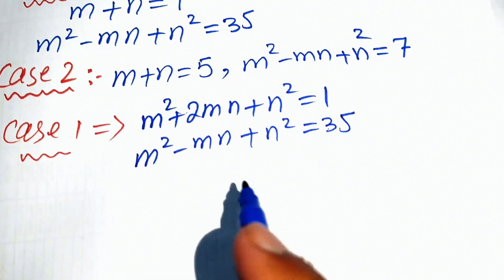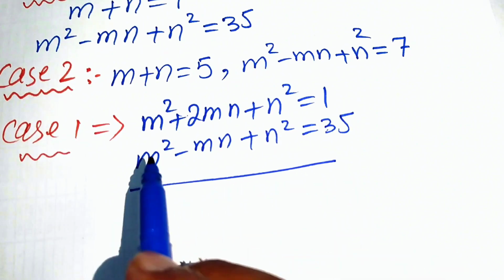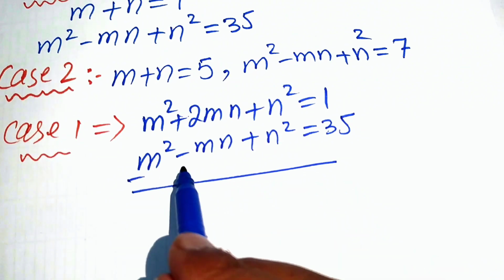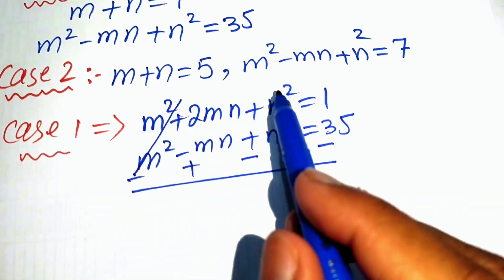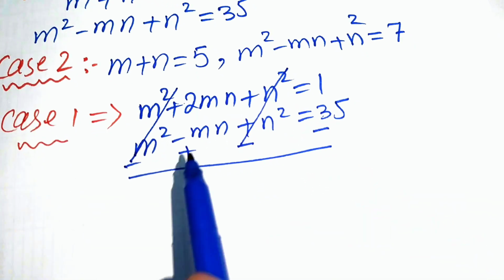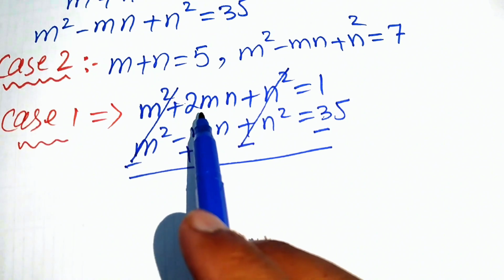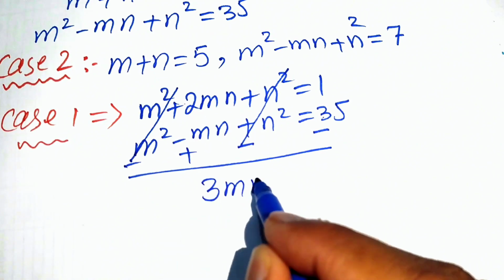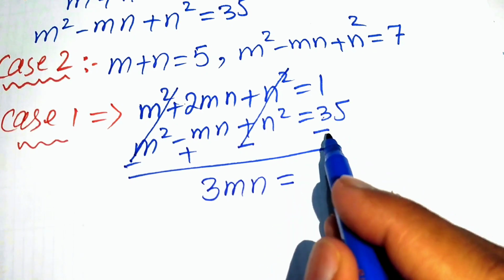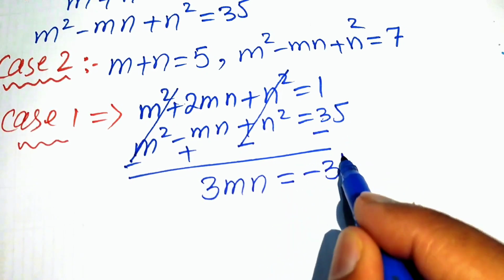Now we subtract these two equations, changing the signs. You see that m squared cancels out, and n squared also cancels out, and we get 2 times mn plus mn, which equals 3 times mn, equals 1 minus 35, which is negative 34.